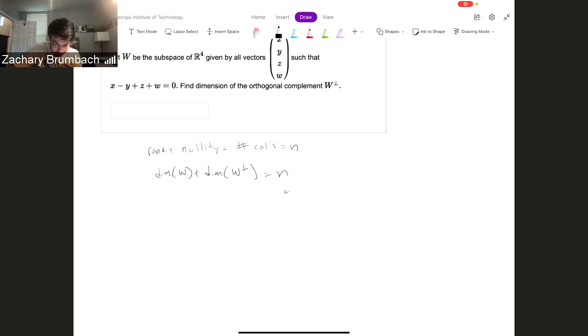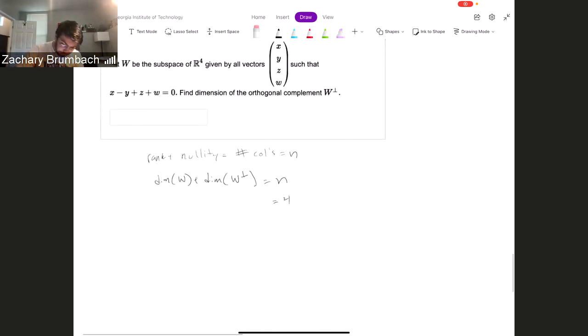So we know n is 4. We have 4 variables, assume it's square, okay? For all this stuff, you should assume it's square, because we're in a space R4, all right? So if you're thinking matrices, think square, stuff like that. Even if there's 0 rows, whatever.